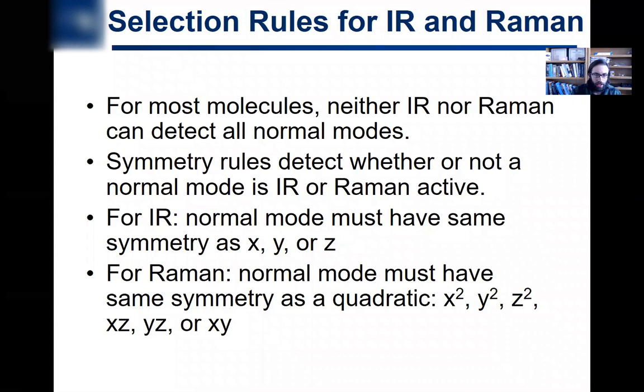So not all normal modes will necessarily be able to absorb infrared light and be detected via infrared spectroscopy, or be able to scatter infrared light and be detected via Raman spectroscopy. And so what we use to determine whether or not normal modes will be active in infrared and Raman spectroscopy is called selection rules. These are called selection rules. And these are actually incredibly simple, it turns out.